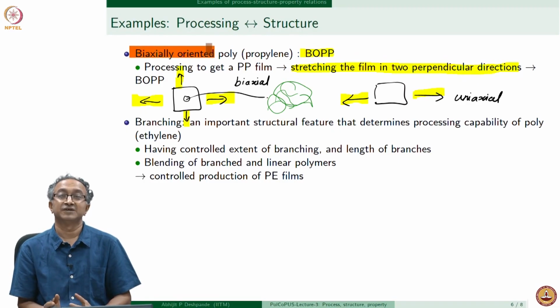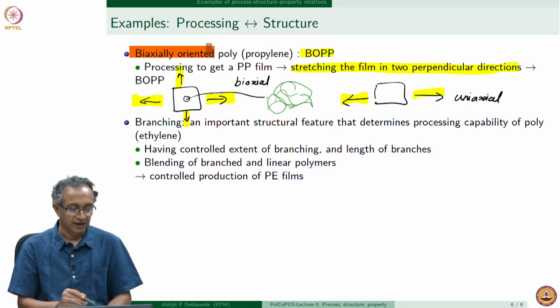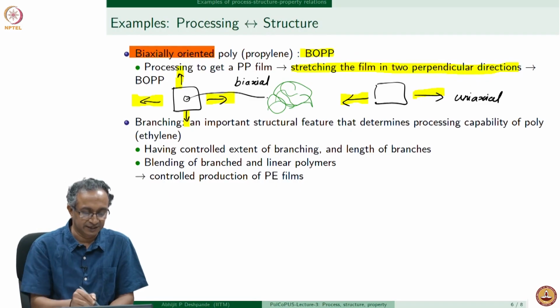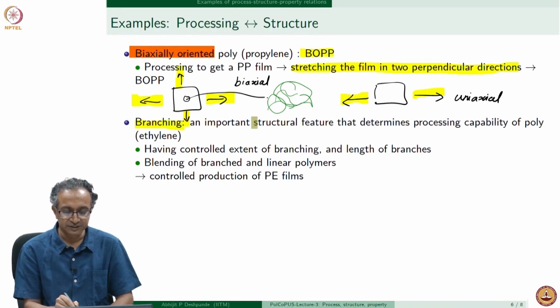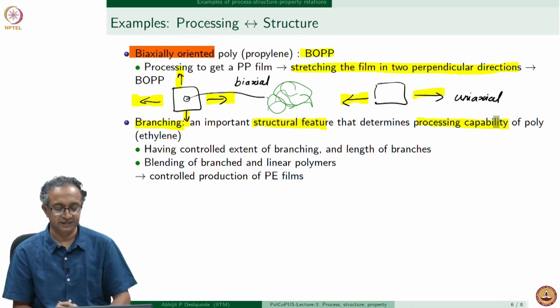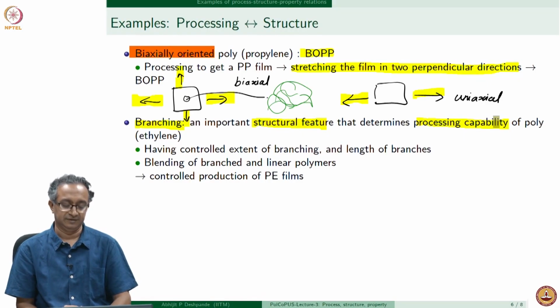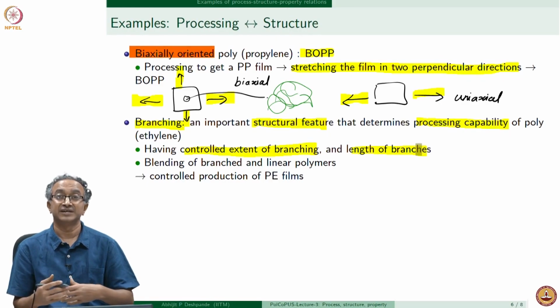Now let's look at an example where structure influences the processing. And branching is a very important indicator of how a material can be processed. So it's a structural feature that determines the processing capability of, let's say, polyethylene. So what is needed for good processing of polyethylene is a controlled extent of branching and also the length of branches. So low density polyethylene is easier to process to make thin films compared to high density polyethylene. So branches in some ways help.